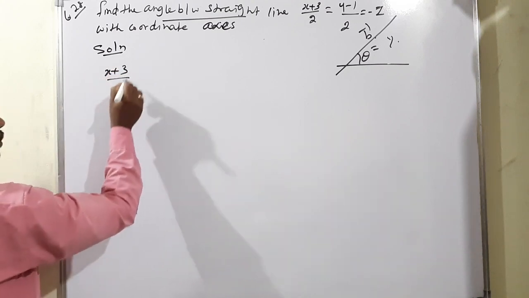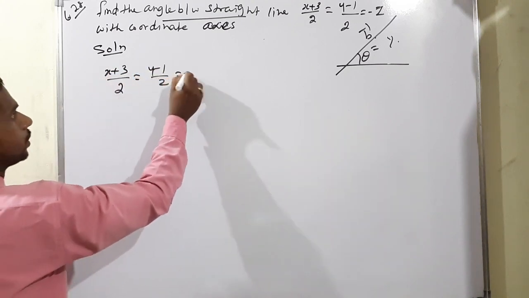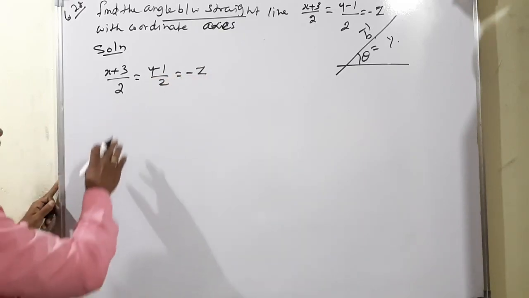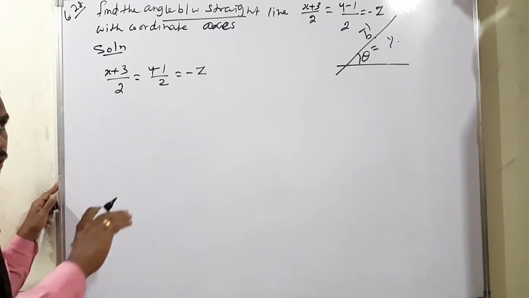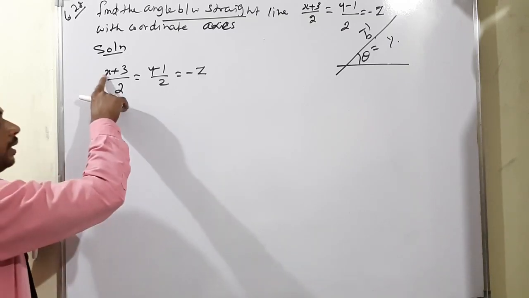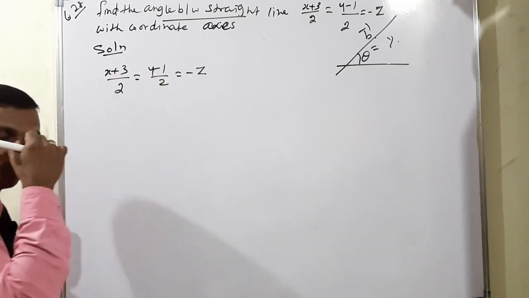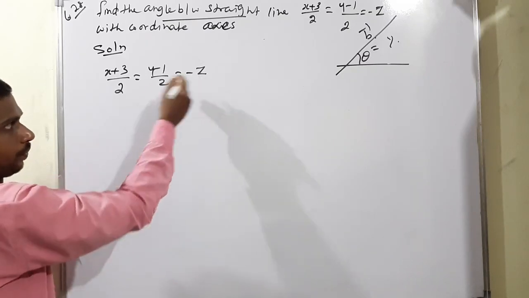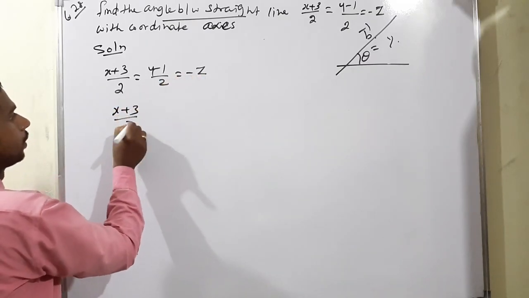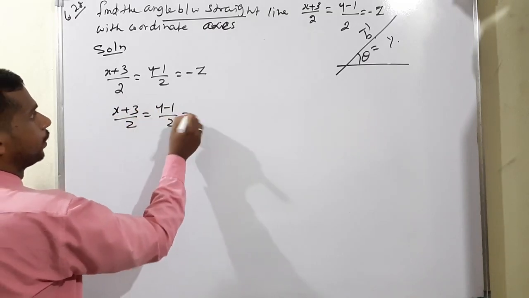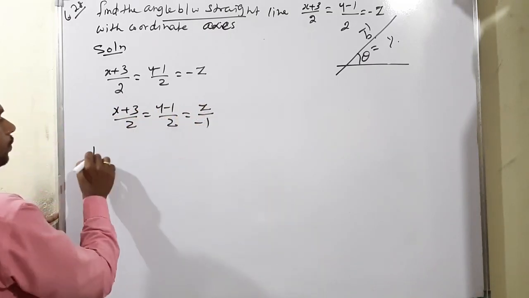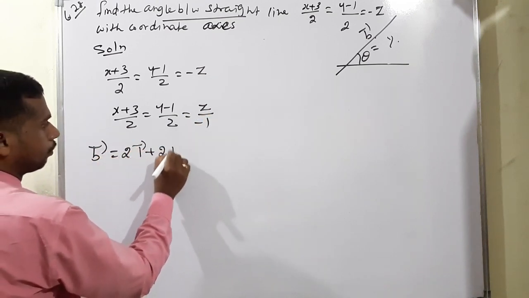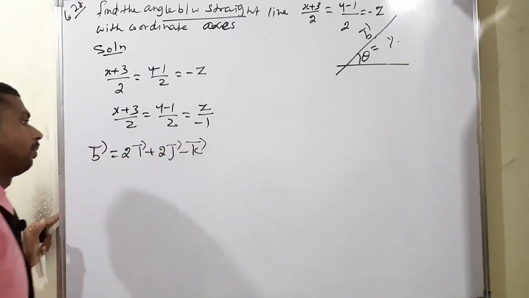(x + 3)/2 = (y - 1)/2 = -z. But first we need to find the b vector. Before moving to the b vector, according to the Cartesian equation, the main terms start with x, y, z, with no negative sign, but in the last term there is a negative sign. So first we have to rearrange it: (x + 3)/2 = (y - 1)/2 = z/(-1). From this we can get the b vector is equal to 2i + 2j - k.